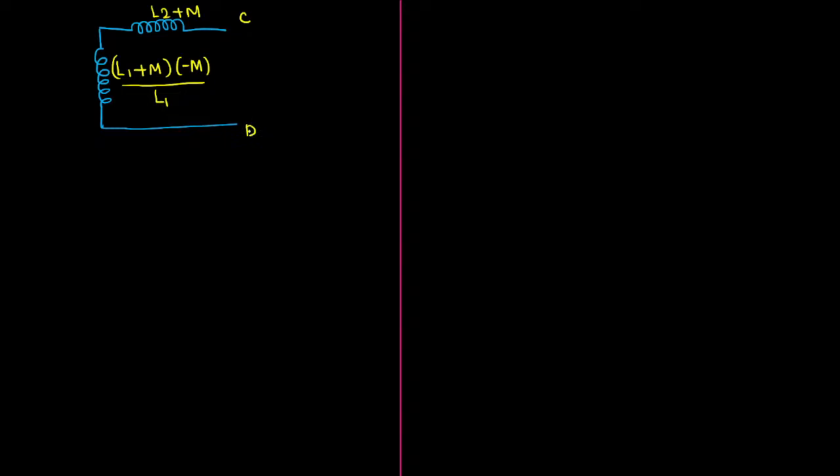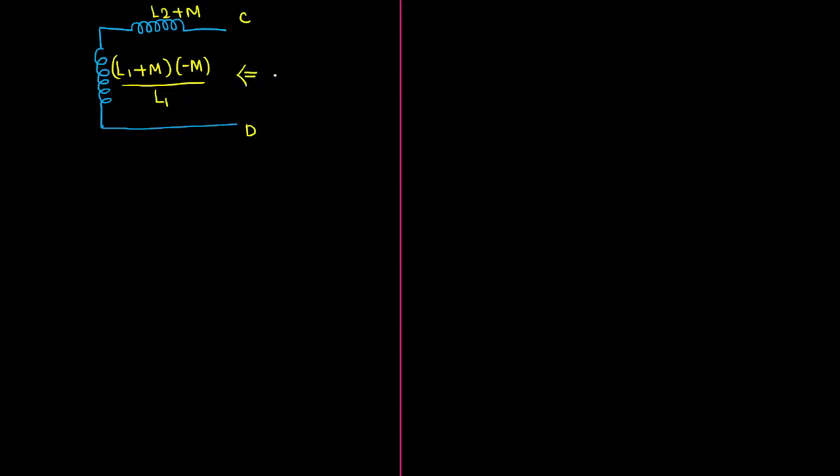Now, if I keep that resultant circuit, I am reducing that parallel configuration. In the resultant, we have calculated that parallel equivalent value. I am substituting that value directly here. What we got here is L1 plus M into minus M upon L1. So here it is L2 plus M. Already we have estimated this value. And this is the terminal C and this is the terminal D.